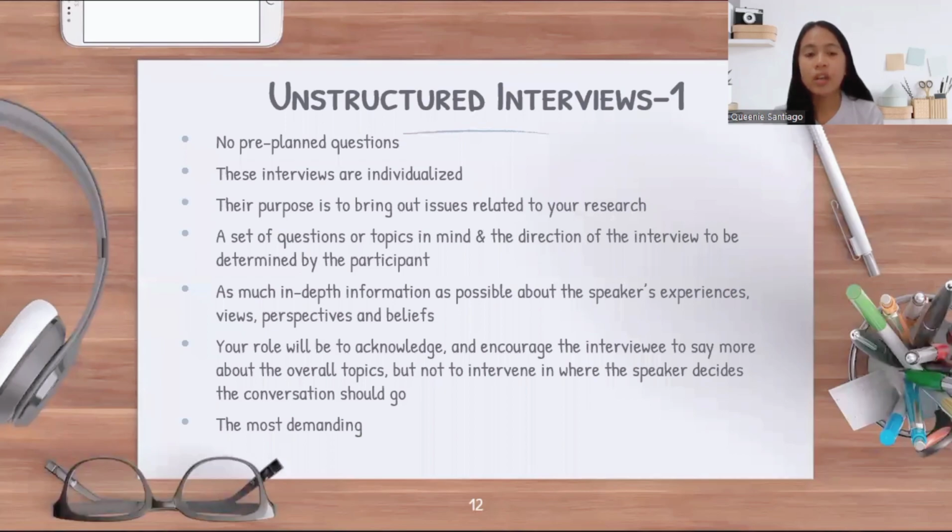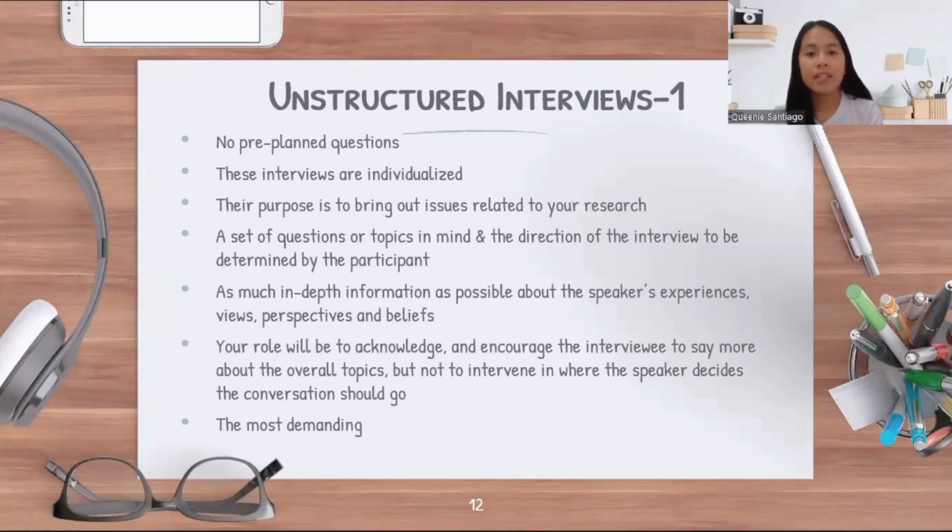Unstructured interviews: no pre-planned questions. These interviews are individualized. Their purpose is to bring out issues related to your research. You have a set of questions or topics in mind, with the direction of the interview to be determined by the participant. The aim is to get as much in-depth information as possible about the speaker's experiences, views, perspectives, and beliefs. Your role will be to acknowledge and encourage the interviewee to say more about the overall topics, but not to intervene in where the speaker decides the conversation should go.